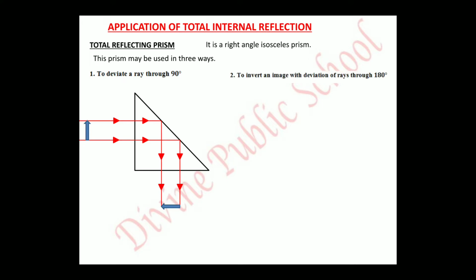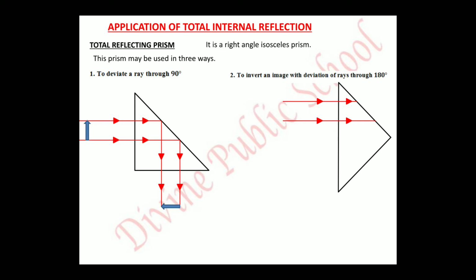Second way is to invert an image with deviation of rays through 180 degree. Now the prism is kept in this manner. Two rays of light fall on the prism on a surface normal to the surface. Now what happens? They enter the prism without suffering refraction as they are coming normal to the surface. Now here the angle of incidence is greater than the critical angle. Actually the critical angle is 42 degree, and if you apply a bit of geometry you'll come to know that the angle of incidence here is 45 degree.